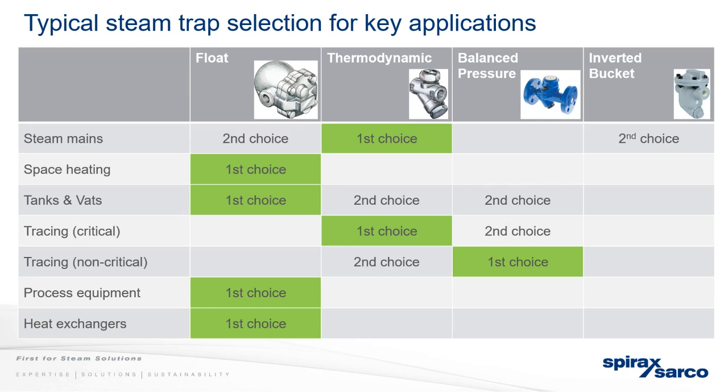Space heating, so it's flipped here. You can see the float trap. You want to clear as much as possible because you want as much heat as possible. Tanks and vats, first choice is a float trap for similar reasons. Second choice can be a thermodynamic or even a balanced pressure. And tracing: for critical tracing, where you need it clear, we would recommend the thermodynamic because it's a blast trap, it gets rid of condensate quite quickly. Non-critical tracing would be balanced pressure, where you want to get as much heat out of it as possible. Second choice, thermodynamic, and so on, as you can see with the other ones.